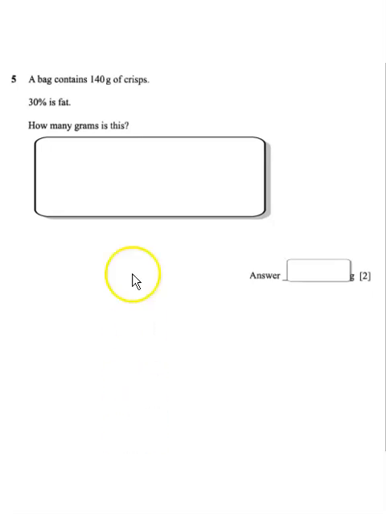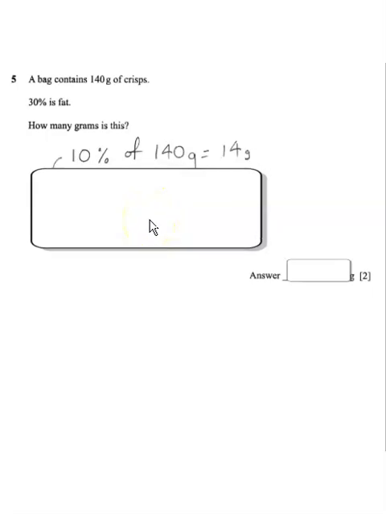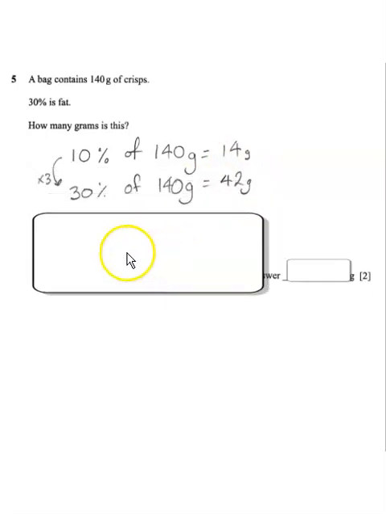For question 5, a bag contains 140 grams of crisps. 30% is fat. How many grams is this? First of all, we want to find out what 10% of 140 is. All we're doing is dividing by 10, which becomes 14 grams. And to get 30%, we just times that by 3. When we times 14 by 3, we get 42 grams. So that is the answer for question 5.